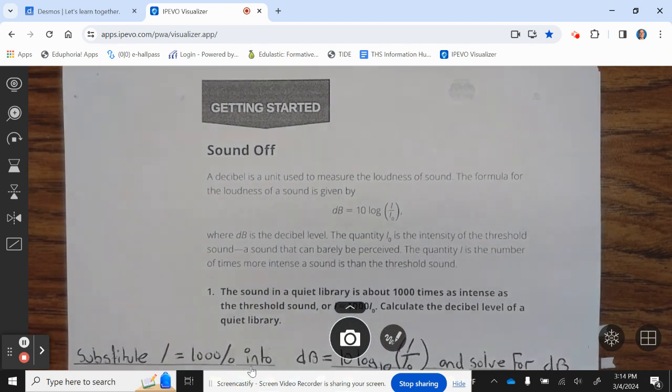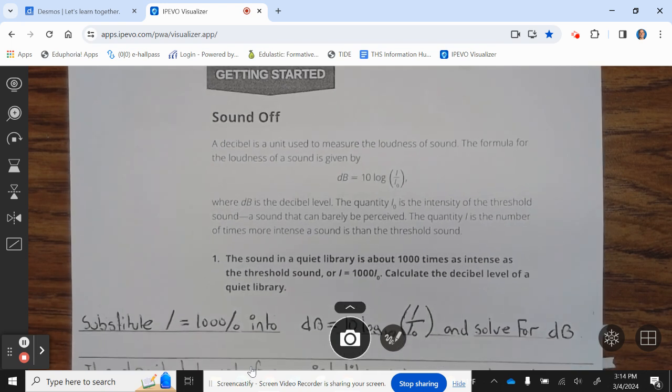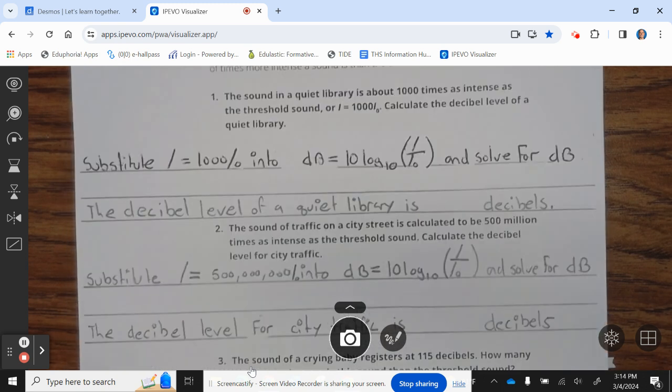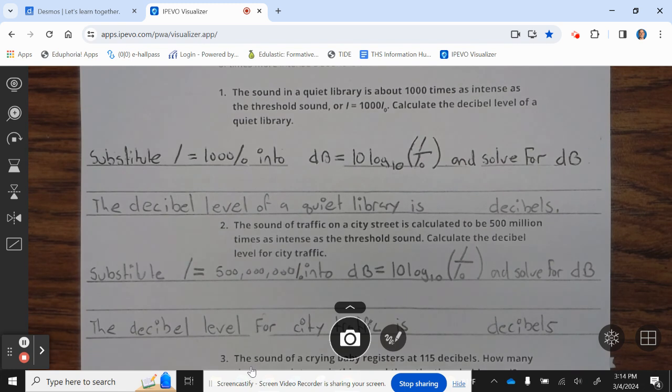Getting started. Sound off. A decibel is a unit used to measure the loudness of sound. The formula for the loudness of sound is given by dB equals 10 times log base 10 of L divided by L0, where dB is the decibel level, the quantity L0 is the intensity of the threshold sound, a sound that can barely be perceived. The quantity L is the number of times more intense a sound is than the threshold sound. Number 1. The sound in a quiet library is about 1,000 times as intense as the threshold sound, or L equals 1,000 L0. Calculate the decibel level of the quiet library.